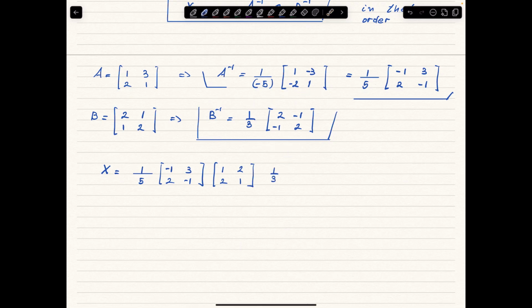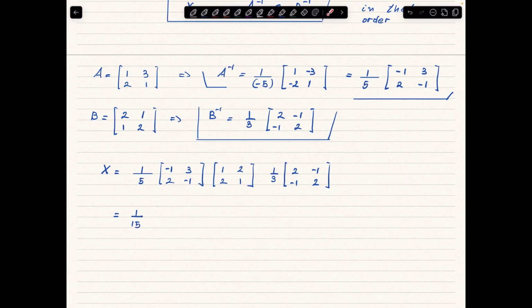1/3, 2, -1, -1, 2. Okay. And that's it. Now we need to do the product. We have two scalars outside, this one and this one. We can put them together and we can write them as 1/15.